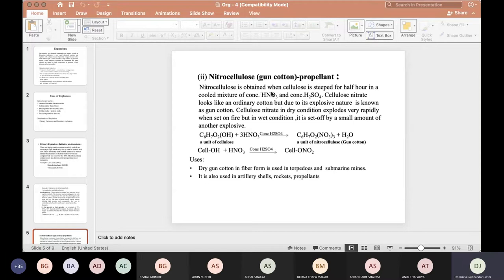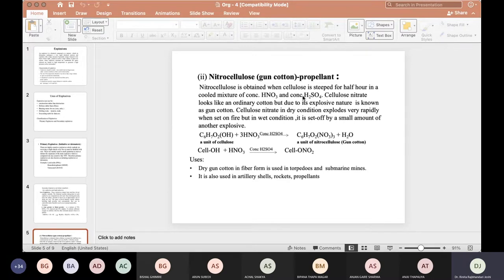Nitrocellulose is obtained when cellulose is steeped. For cellulose, you can take the good example of cotton. The cotton is a natural polymer. The medicated cotton you have at home is cotton. If it is steeped for half an hour in a cool mixture of conc. nitric acid and conc. sulfuric acid, meaning you make a ball of cotton and dip it in this mixture for half an hour, what you get is cellulose nitrate.